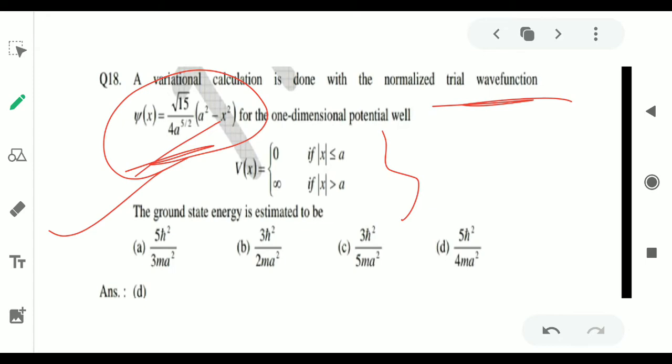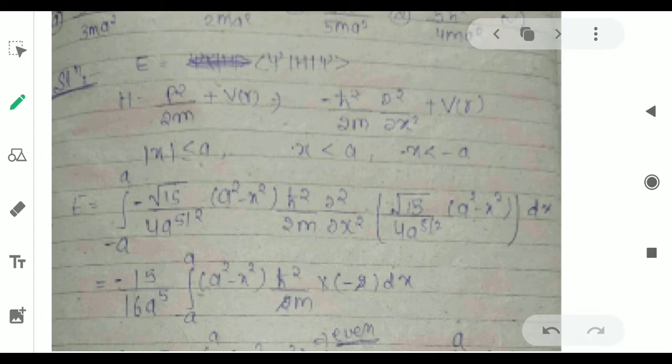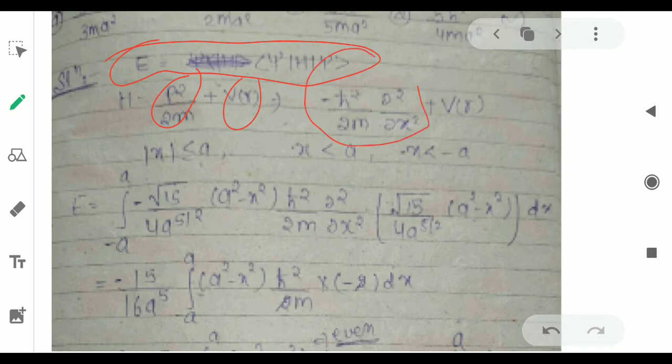Now, how can we find this? I will tell you a detailed method. First, the energy correction formula: the first order energy correction is <psi|H|psi>. What is H? H is the Hamiltonian, and you know what the Hamiltonian is: kinetic energy plus potential energy. Kinetic energy is p square upon 2m, and the value of p is minus i h-bar del by del x. You already know this is the momentum operator value.